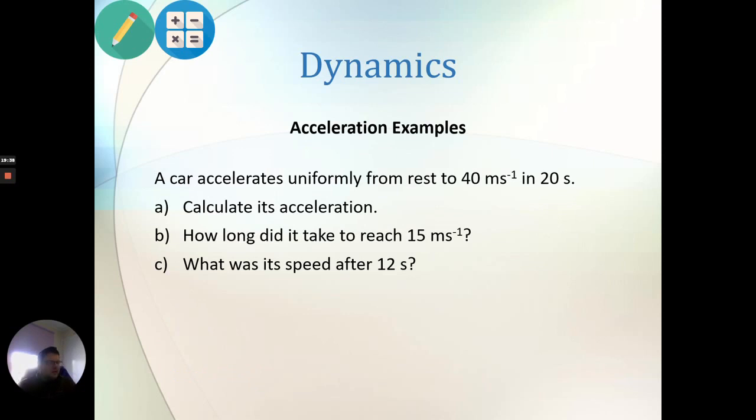A car accelerates uniformly from rest to 40 meters per second in 20 seconds. We are to calculate the acceleration of the car, or to find out how long it took to reach 15 meters per second, and to find the speed after 12 seconds.